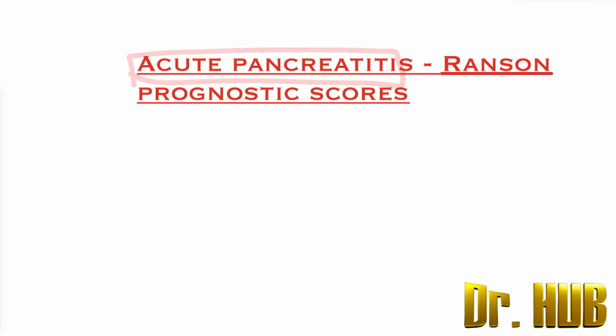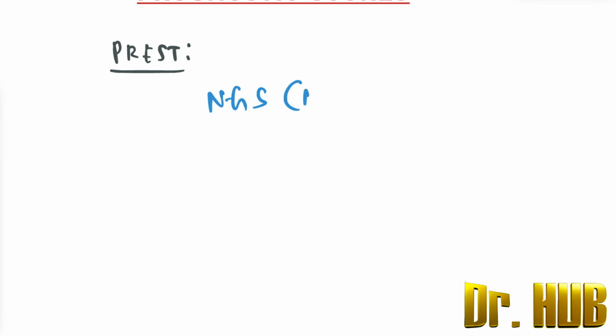Acute pancreatitis, and we're looking at the Ranson prognostic scores. First we look at the Ranson prognostic scores at presentation. When you look at presentation, there are two categories: non-gallstone pancreatitis and gallstone pancreatitis. Now let's look at the non-gallstone pancreatitis (NGS).